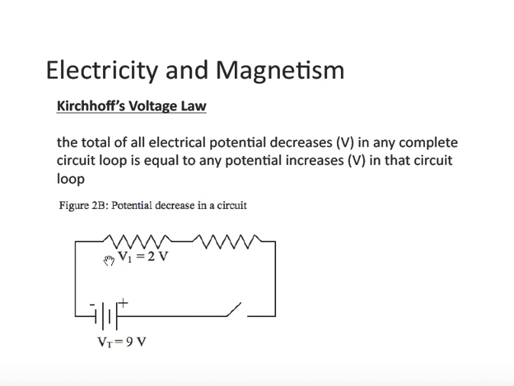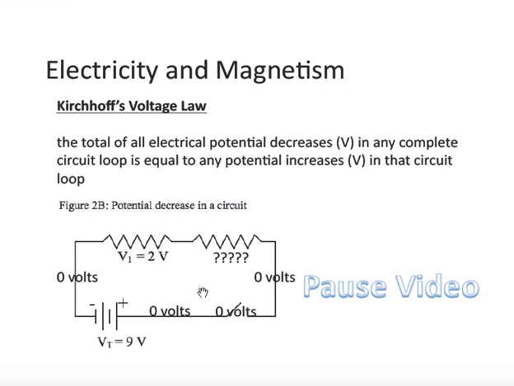All right, let's look at another example here. Once again, we will assume that the wires in the switch have 0 volts. In other words, they have no resistance. They're perfect conductors. So we know that this is 9 volts and this load has 2 volts. I want you to pause the video right now and consider what you think this question mark will be. In other words, what you think the voltage of this load will be.